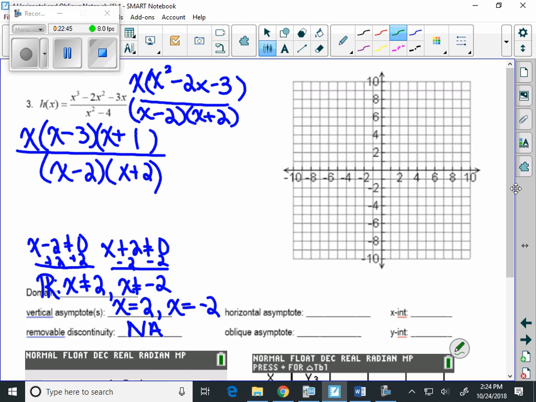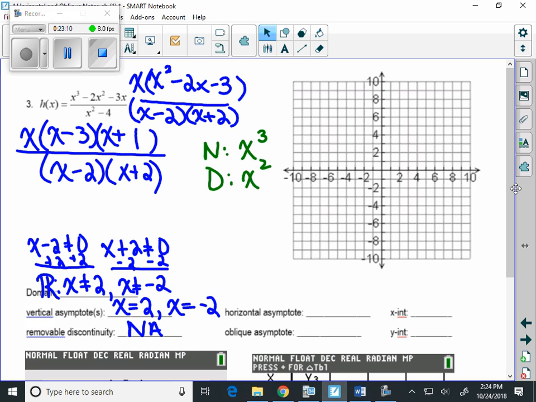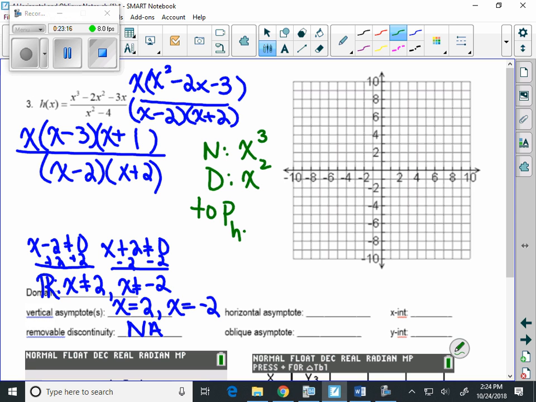Our horizontal asymptote: what we have in this problem is that our numerator is x cubed and our denominator is x squared. We're taking the highest degree of the top of the fraction and the highest degree of the bottom of the fraction. What I see is that the degree is bigger on the top, so it's top heavy.